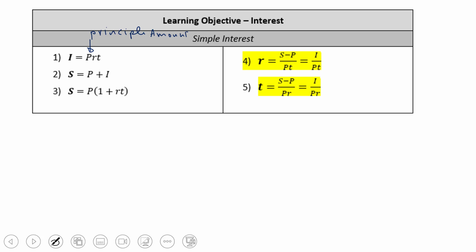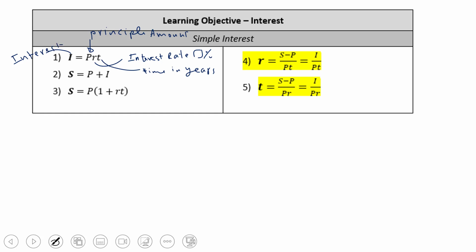R is interest rate. This is always a percentage, right? T is time, for how long you invest or you will pay your loan, but the time should be in years. Okay, and I is the amount of interest.